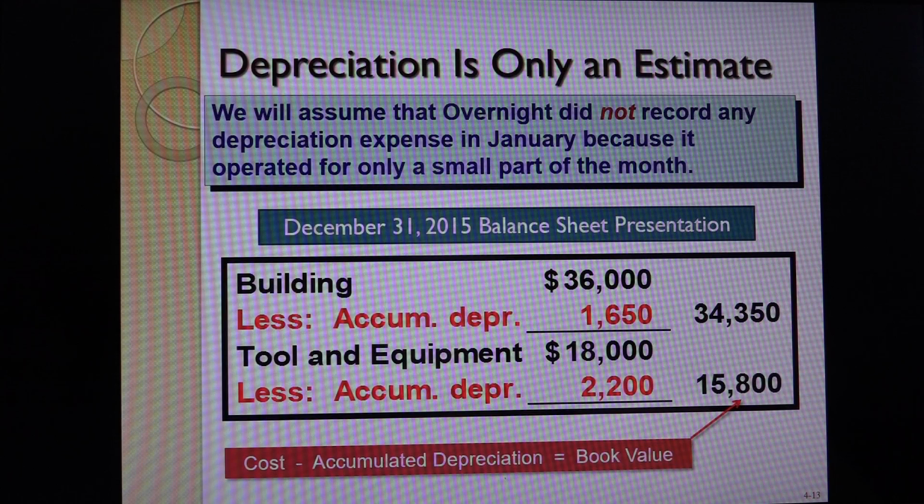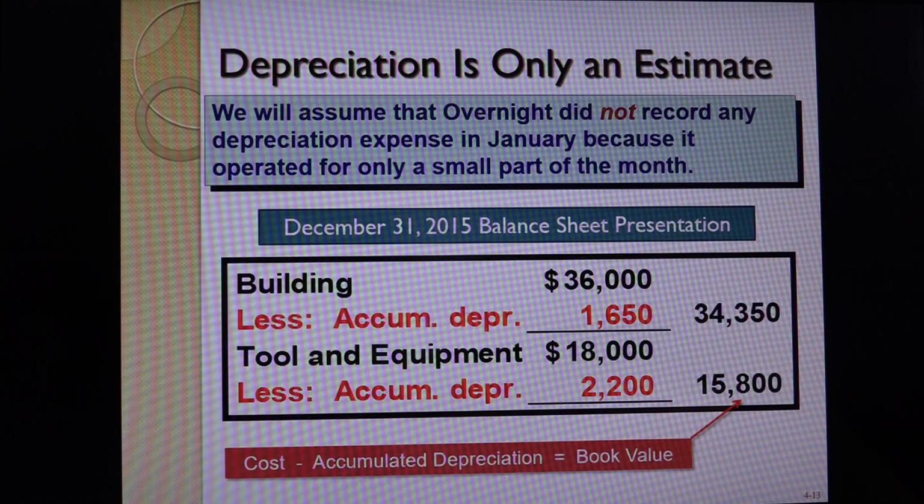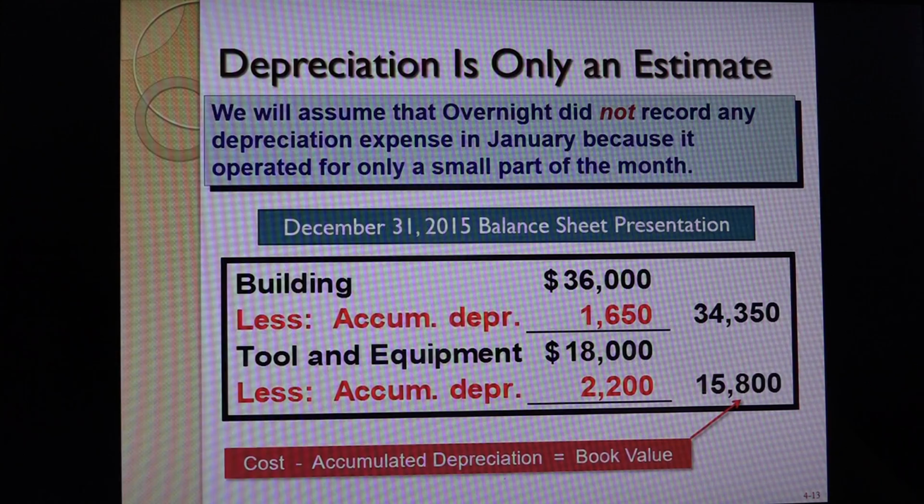It says here, we will assume that Overnight did not record any depreciation expense in January because it operated for only a small part of the month. I guess you could technically do it for part of a month, but that's kind of a pain.